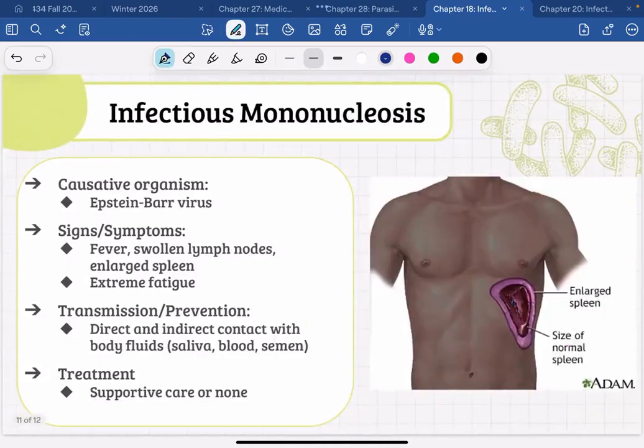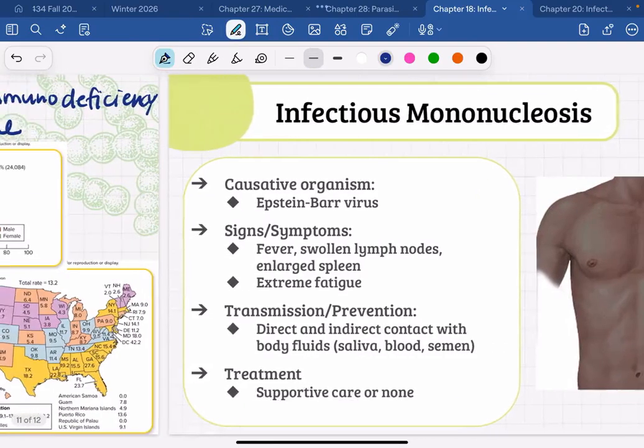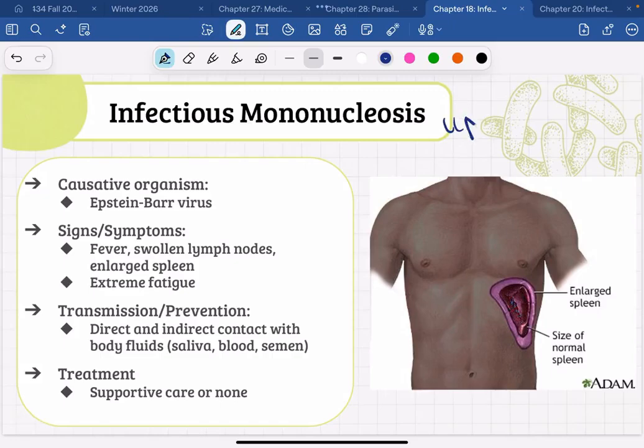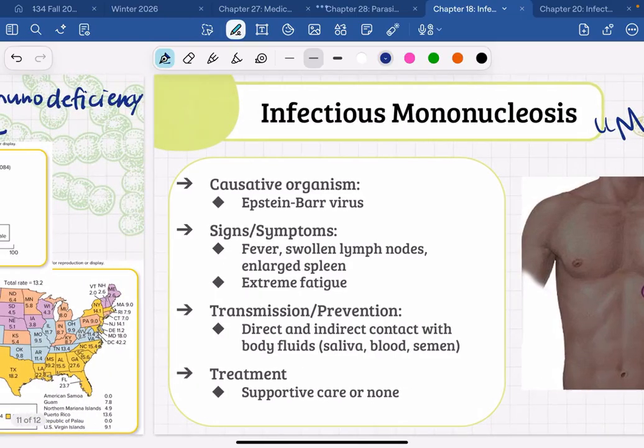All right, our next one is called infectious mononucleosis. This is commonly known as mono, and you may have heard of this one. It is relatively common, especially in young adults, because mono is colloquially known as the kissing disease. It is spread through body fluids like saliva, blood, and semen, but it can be spread through saliva, right? HIV cannot be spread through saliva. So you can get mono from kissing somebody. The causative organism is Epstein-Barr virus, which is a virus.